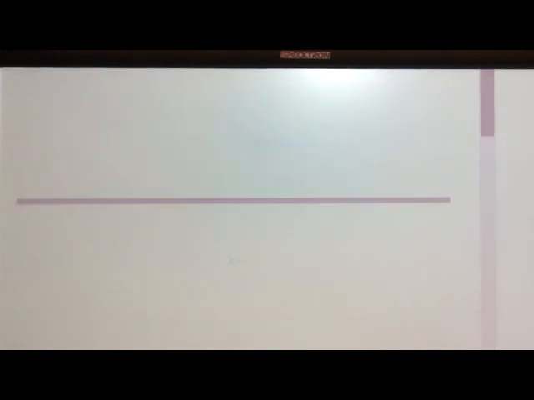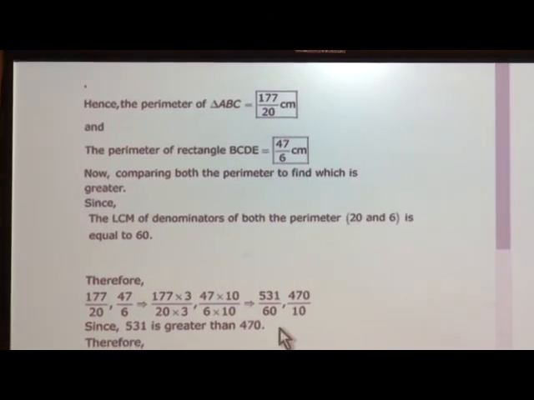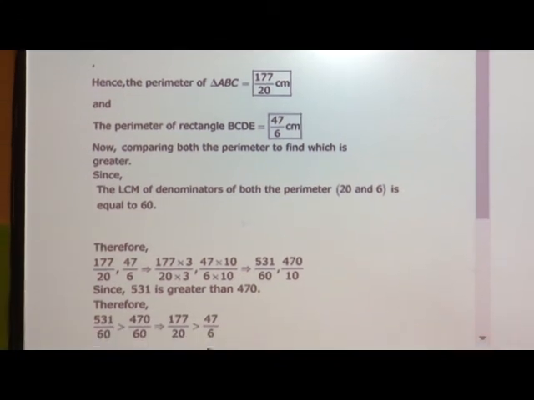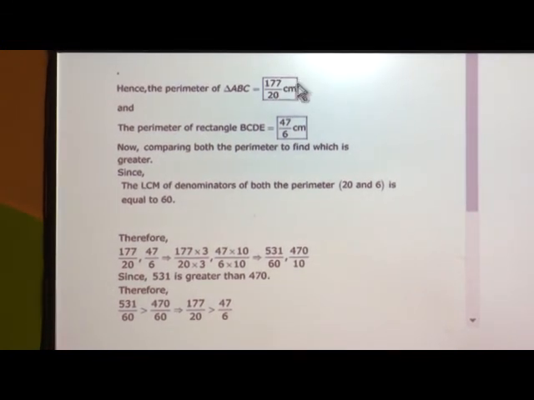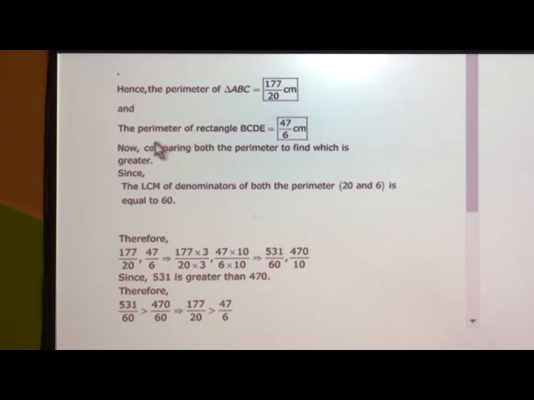Now my question was which area is greater? But here my sum is not over. Yes, the perimeter of triangle ABC we had got as 177 upon 20 centimeter and the perimeter of the rectangle we got as 47 upon 6 centimeter. Now to compare both the perimeters to find which is greater, what do I have to do again? Yes, I have to go for LCM again and make the denominator the same. Taking the denominators of both perimeters, 20 and 6, the LCM is 60.